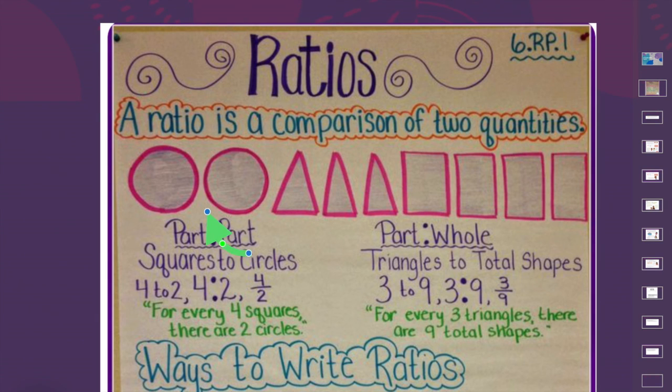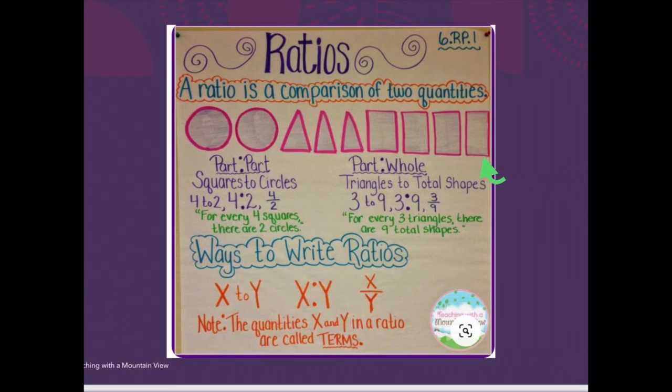Now this is comparing a part within a part of the whole set, right? So we're comparing this part and this part. We also can compare a part to the whole. So looking at the whole set of shapes, we could compare the number of triangles to the total shapes. So for every 3 triangles, there are 9 total shapes. And so the ratio in this case would be written 3:9, or 3/9. So in this lesson, we're going to continue to explore how we both read and write ratios.